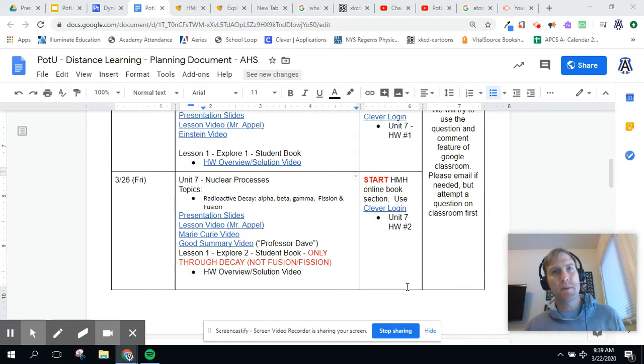We're going to split it in two. It seemed like too much to do all at once. So your homework is going to be to start this HMH book that we're going to look at right now. And it says here in big and red, only go through decay. Don't do the fusion fission. I'll show you where that looks like.